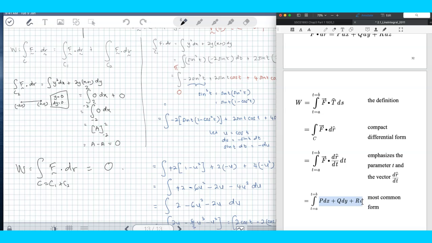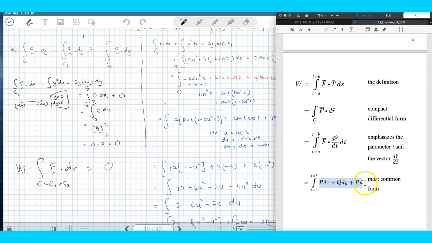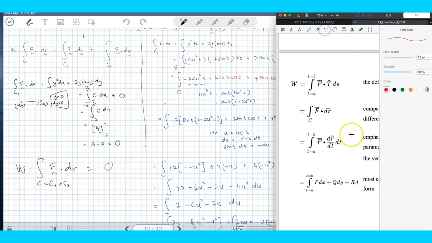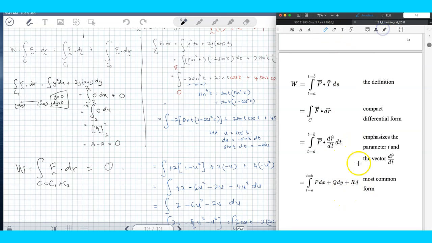This one actually has dz at the back here. It's missing. There should be dz over here. Sorry. So this is the thing. F dot dr then becomes this one, the common form.